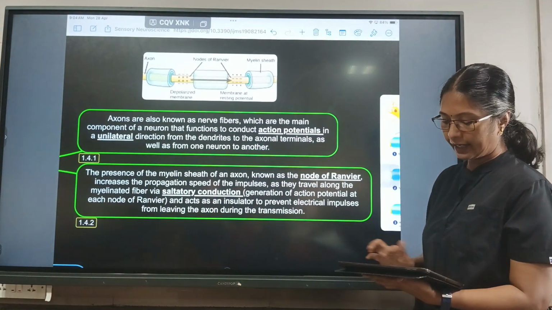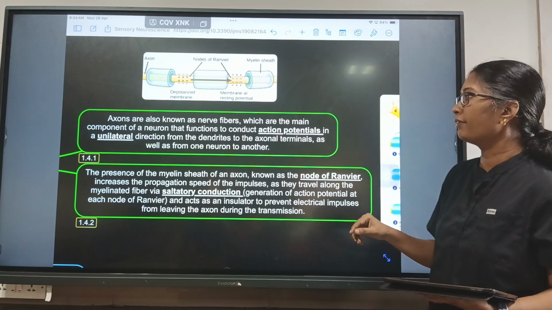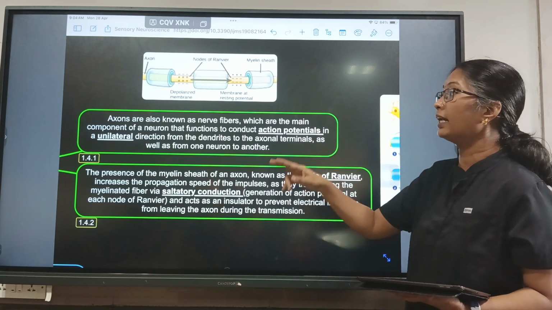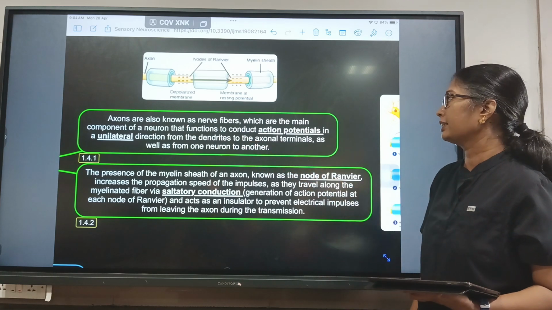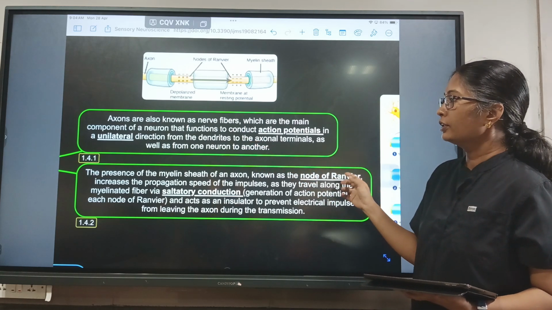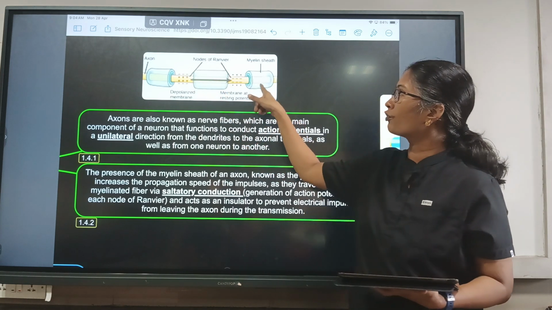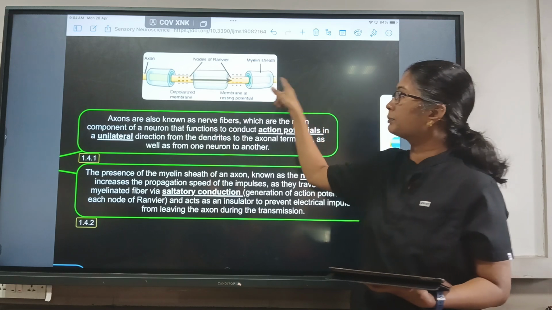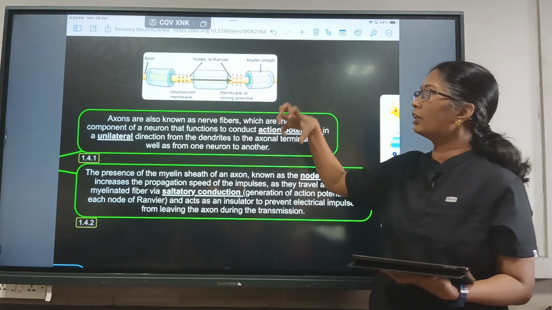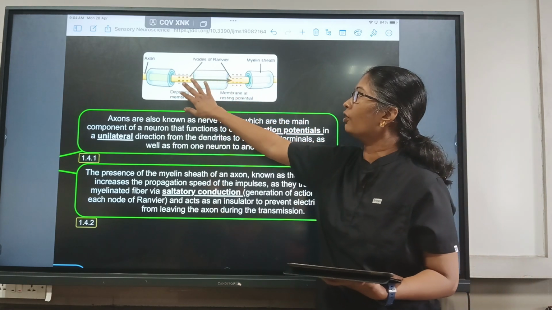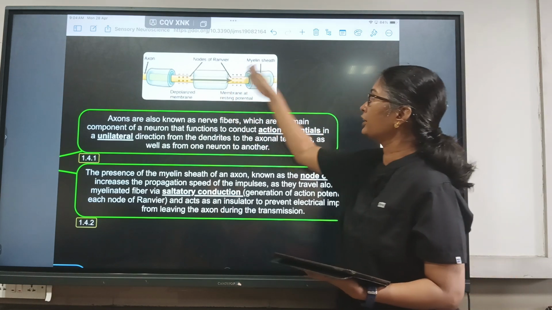Talking about axons, they are also known as nerve fibers, which are the main component of the neuron and function to conduct the action potentials in a unilateral direction. It always conducts in a unilateral direction from the dendrites to the axonal terminals, as well as from one neuron to another. We have the myelin sheath in this axon, and in between the myelin sheath we have the nodes of Ranvier, where the signals are transmitted. We can see the depolarized and repolarized membranes, and this myelin sheath forms the insulation so that the electrical signals are not dissipated.